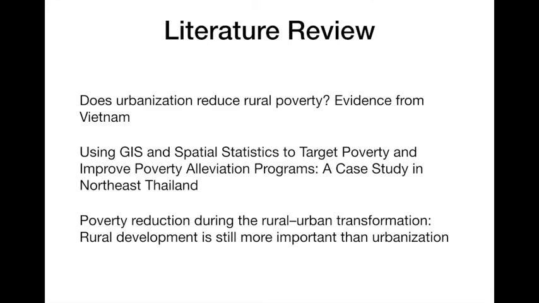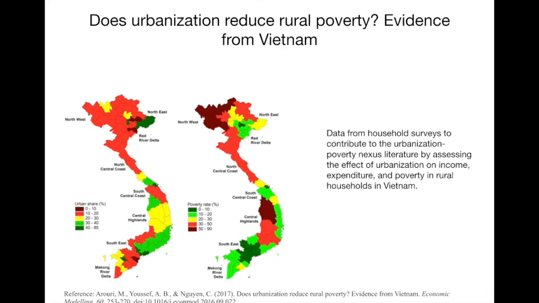This part is about the literature review. Here I cited 3 articles. The first one is called Does Urbanization Reduce Rural Poverty? The data in this research mainly comes from surveys. In this research, the researcher explored the effect of urbanization on income, expenditure, and poverty in rural households.